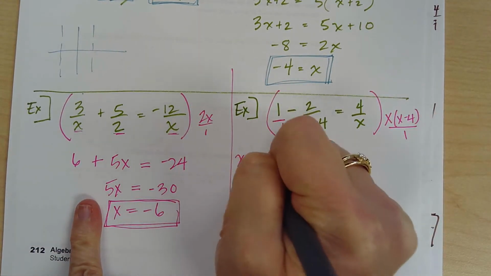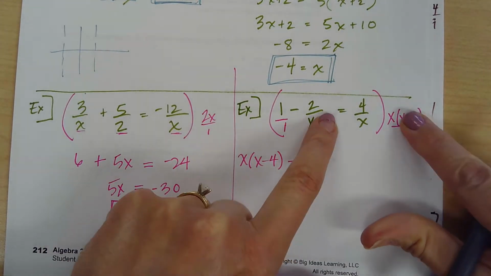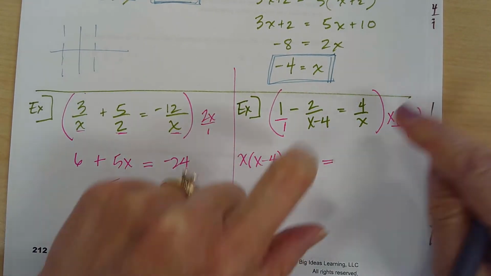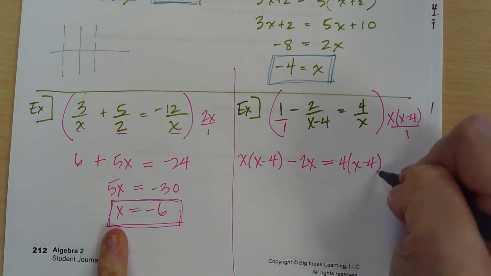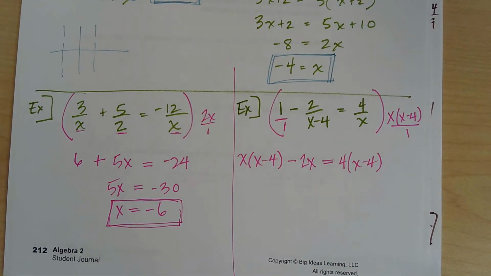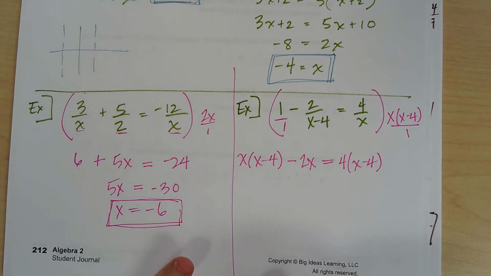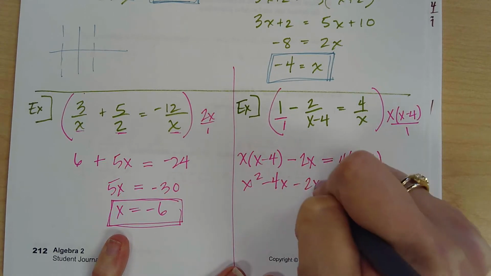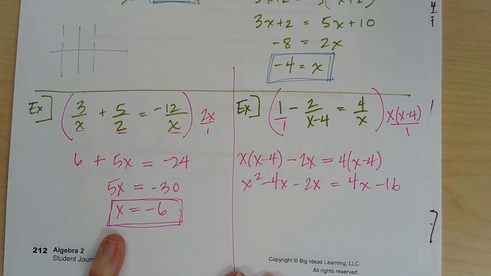So I just get x times x minus 4 minus, if I multiply this fraction, the x minus 4's cancel out and I'm left with 2x. And on this one, the x's would cancel out and I'm left with 4 times x minus 4. And so on this one, we're going to go ahead and now just solve for x. So I get x squared minus 4x minus 2x equals 4x minus 16.